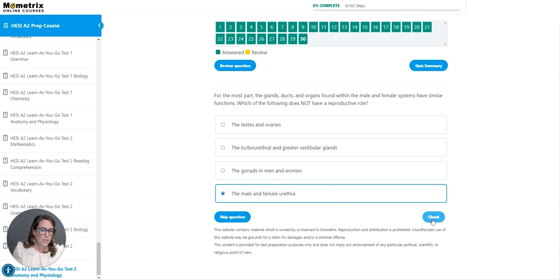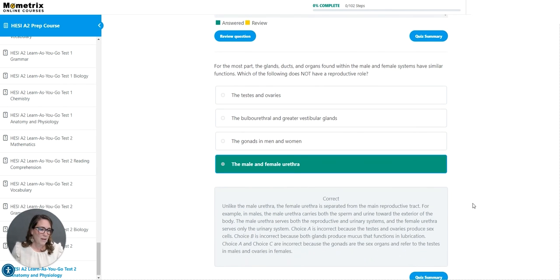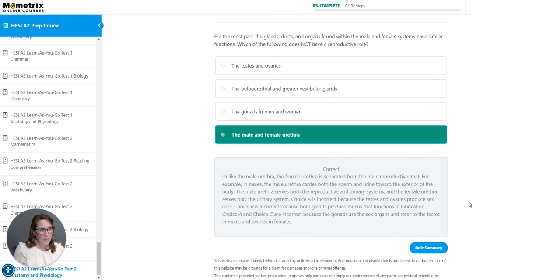So let's go ahead and choose the urethra, which both men and women have, but that's part of the urinary system for secreting and being able to release urine. So those do not have anything really to do with reproduction. Obviously, sperm does travel through the male urethra, but it's not super important. It's not the part that contributes towards reproduction.